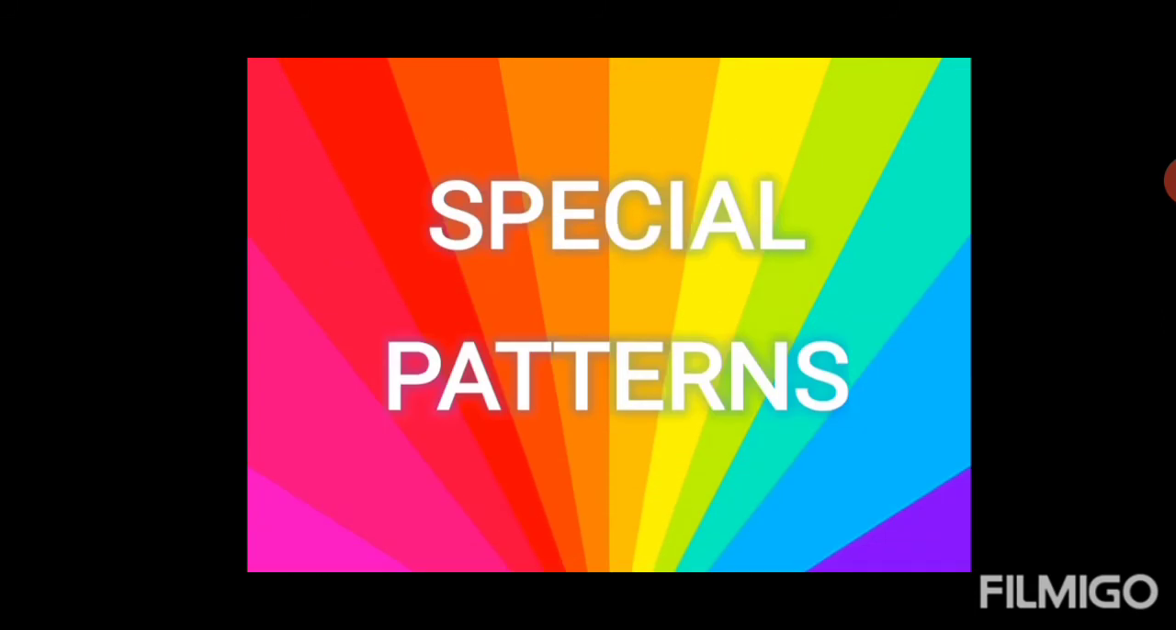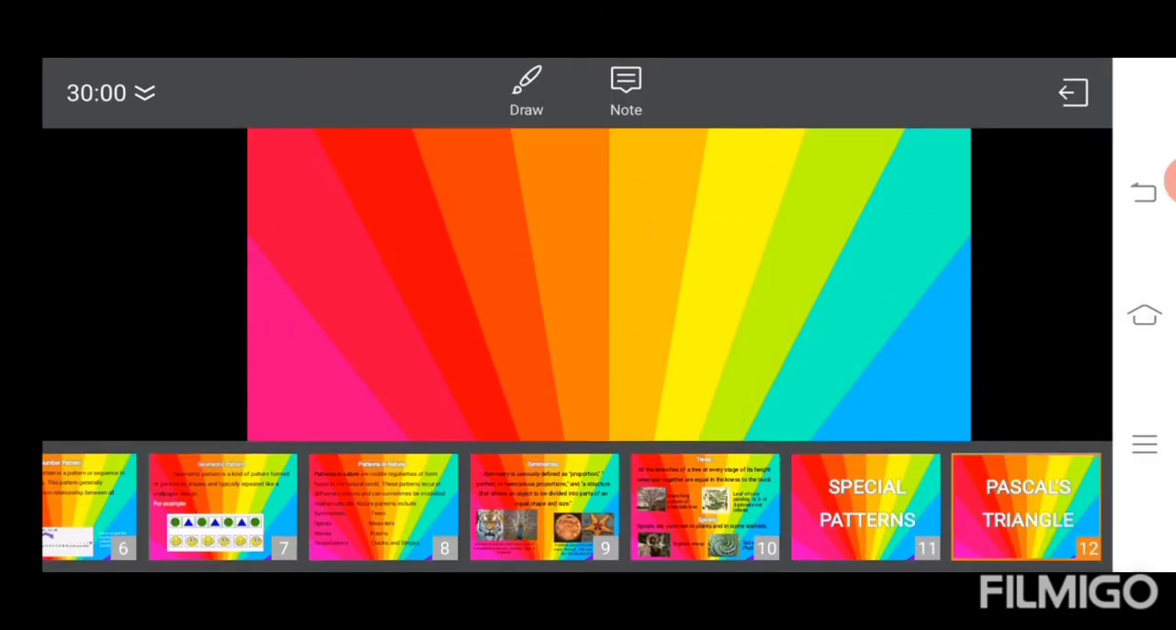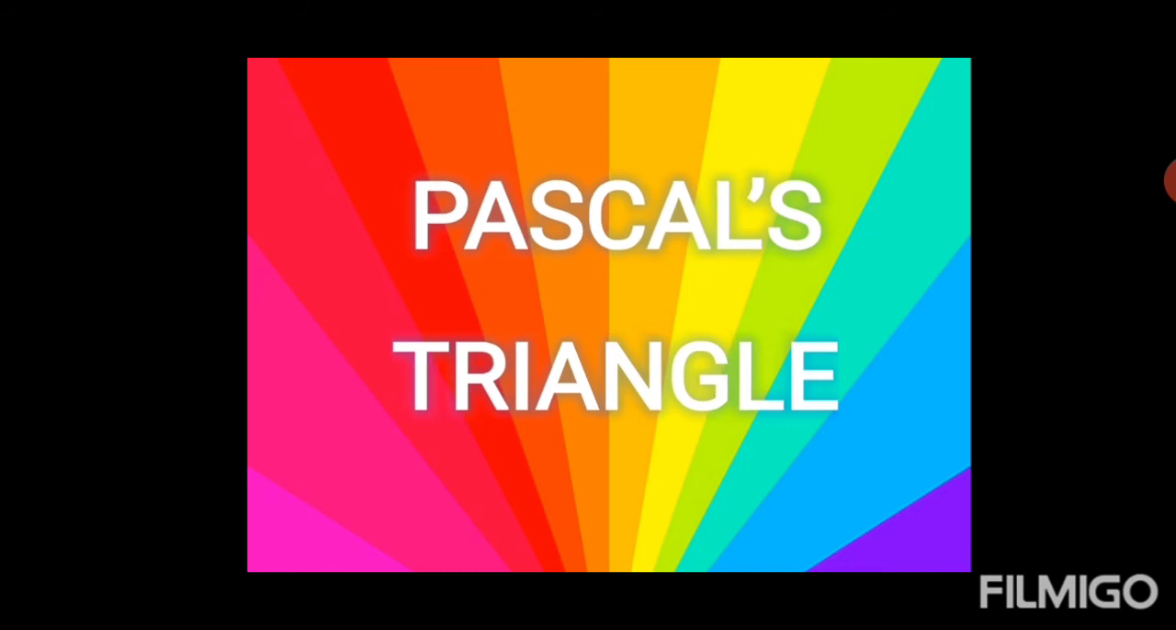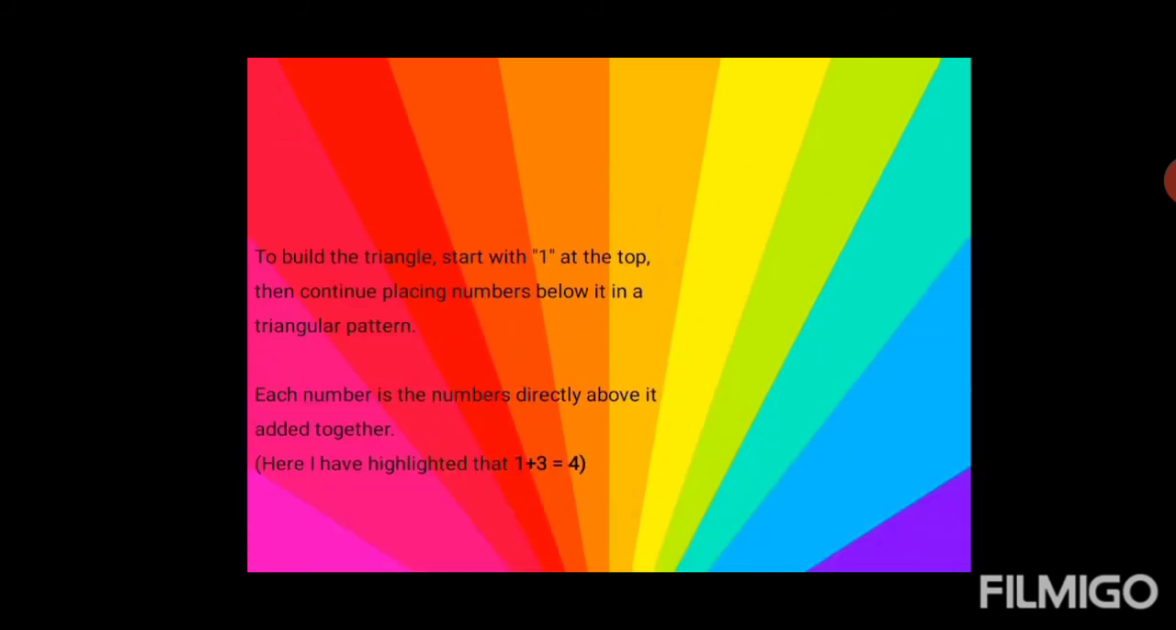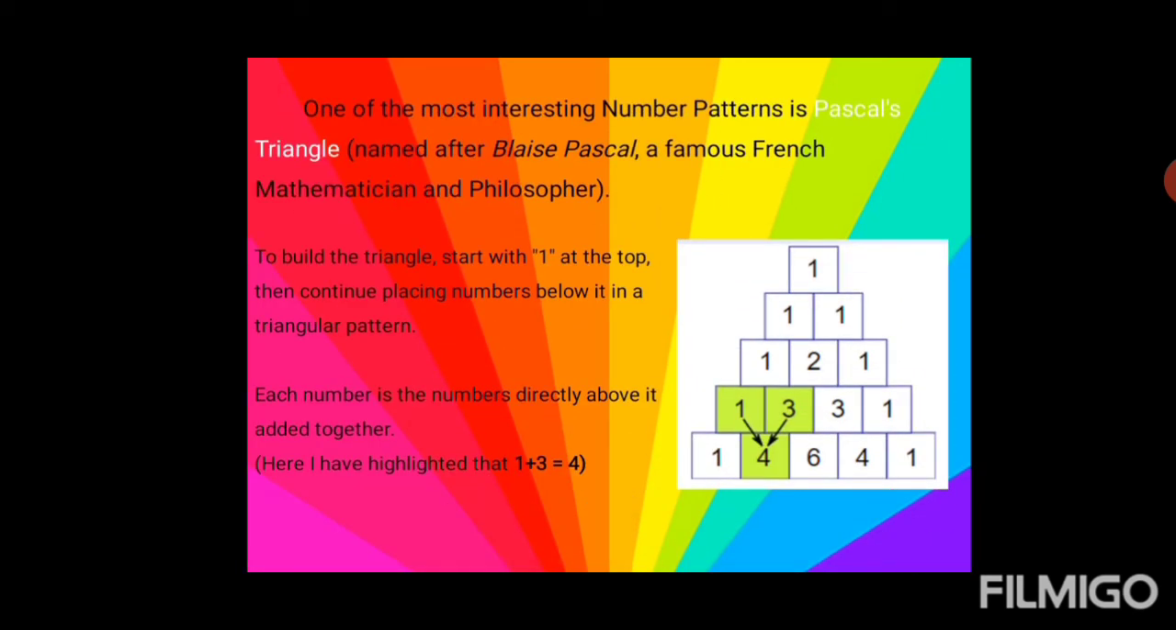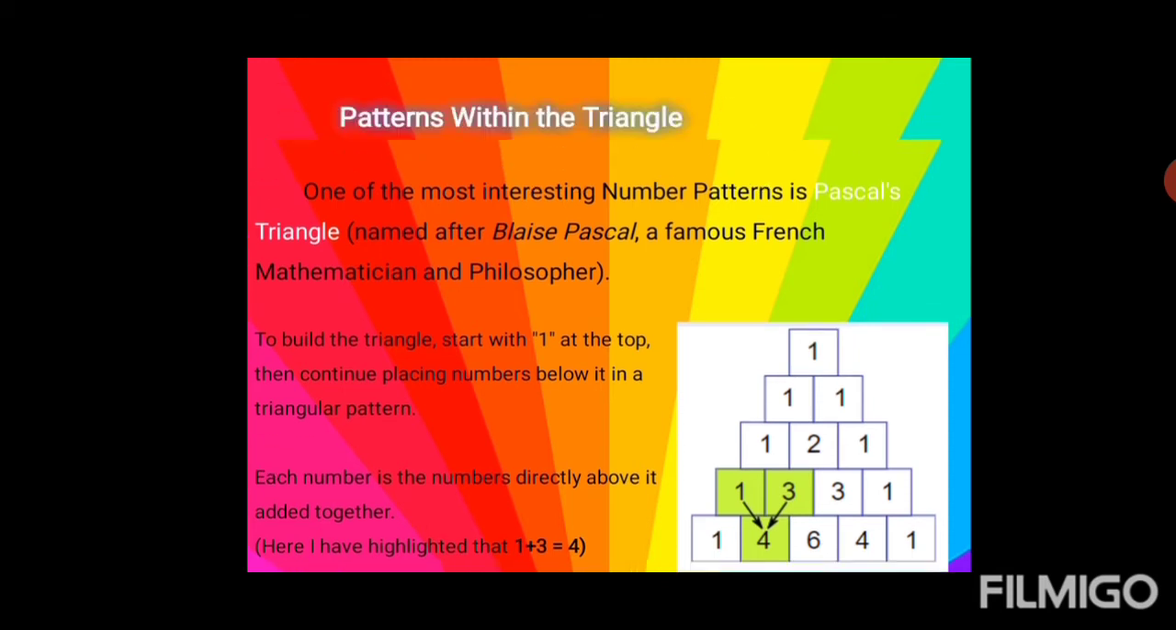Next one is special patterns. The first one we will see about is the Pascal triangle. One of the most interesting number patterns is Pascal triangle. He is a philosopher and French mathematician. To build a triangle, start with 1 at the top, then continue placing numbers below it in the triangular pattern. Here I have highlighted the 1 plus 3 equal to 4, 3 plus 3 equal to 6. This is a Pascal triangle.